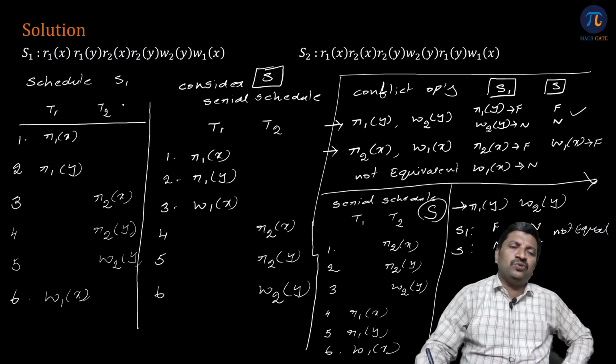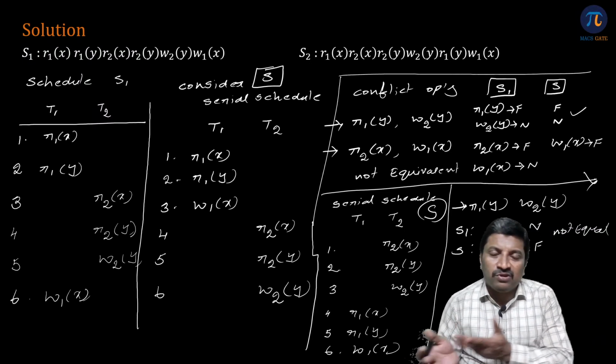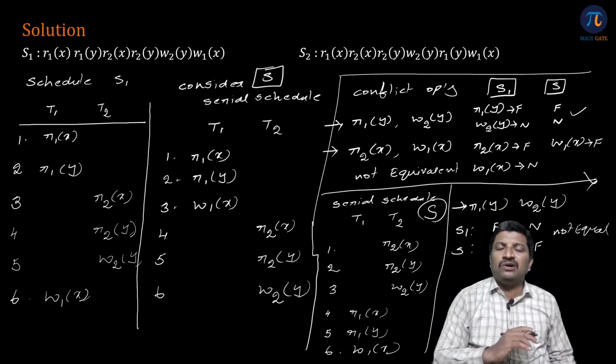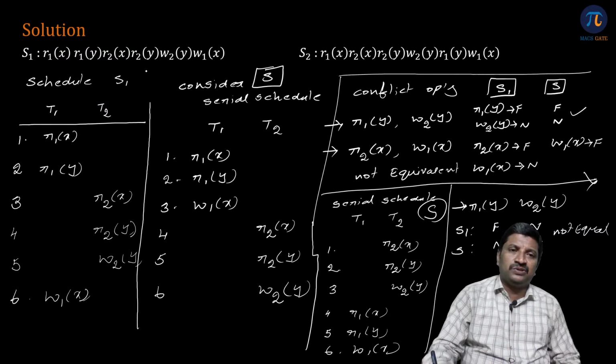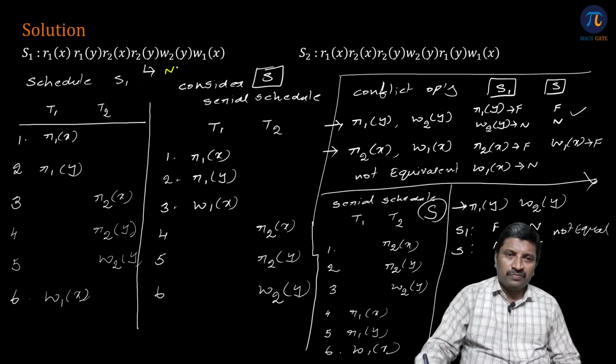So the given schedule is not equal to either T1 followed by T2 or T2 followed by T1. So it is not equal to any one of the serial schedules. So this is not conflict serializable. Hope you understood it. Not conflict serializable. Let me write it.